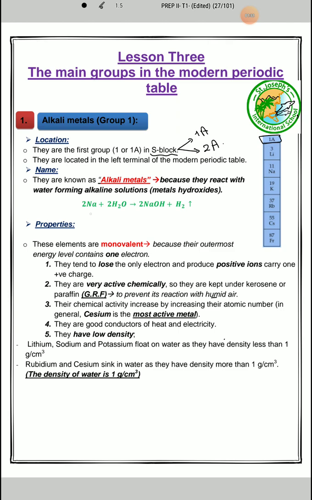For example, 2Na sodium plus 2H2O water, it gives 2NaOH, which is sodium hydroxide alkaline solution, and hydrogen gas evolves. We can do this equation for all the other metals in group 1A, like 2K plus 2H2O, it gives 2KOH plus H2 evolves.